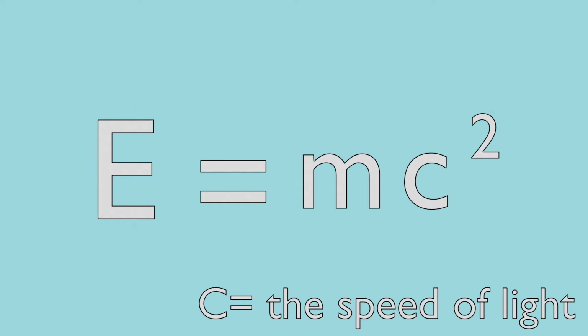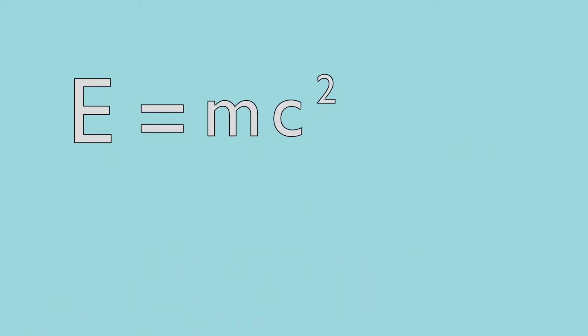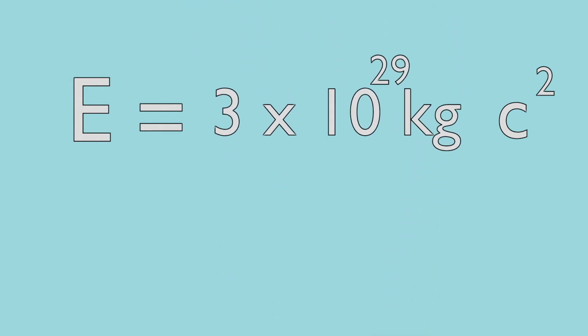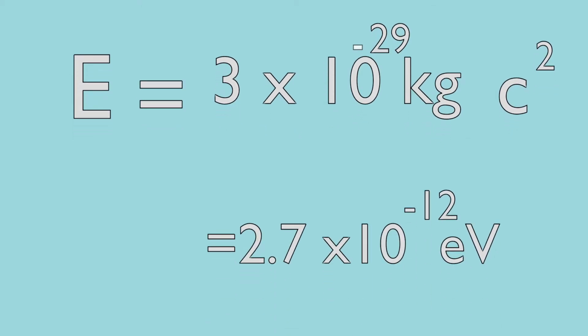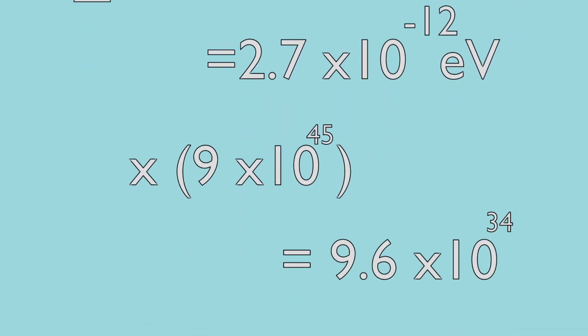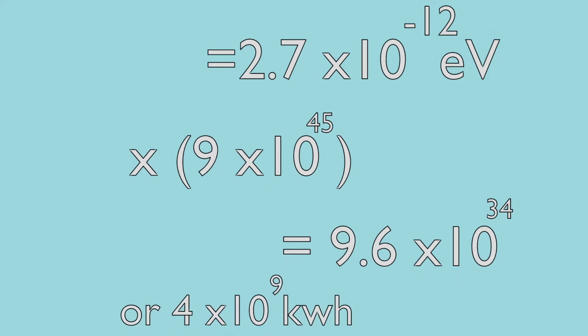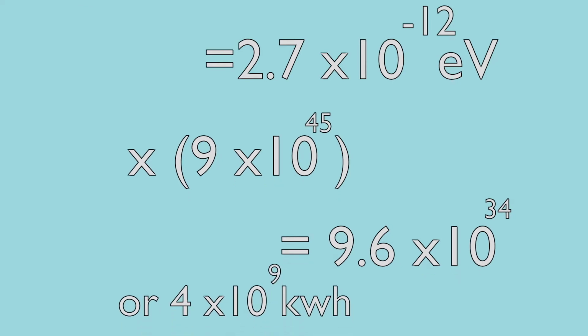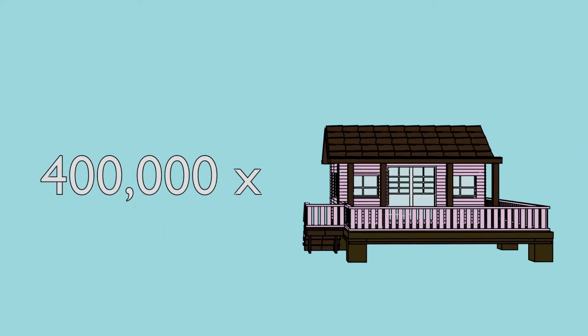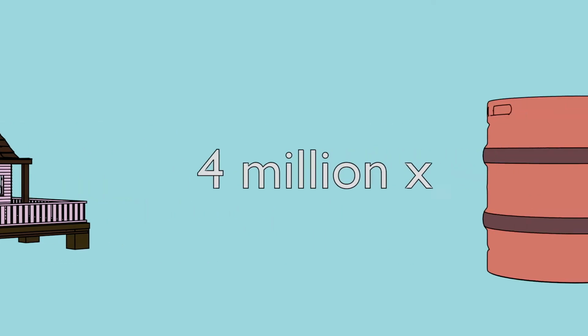For example, one DT reaction has a mass loss of 0.0188 atomic mass units, or 3 times 10 to the minus 29 kilograms. This outputs 2.7 times 10 to the minus 12 electron volts of energy, a tiny amount. However, when multiplied by the amount of fuel in a regular glass, this makes 9.6 times 10 to the 34 electron volts of energy, or 4 times 10 to the 9 kilowatt hours, enough to power 400,000 houses for a day. You would have to burn almost 4 million barrels of coal to get that much energy.